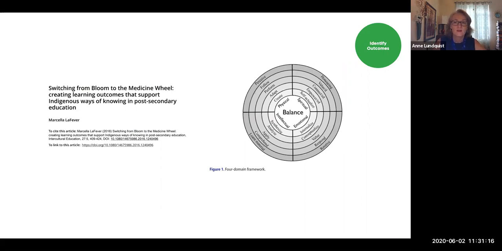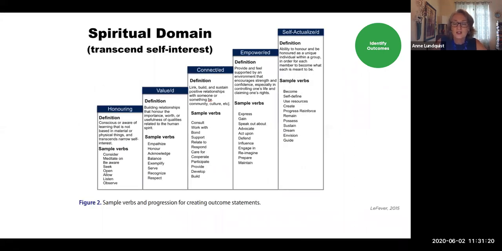So on the next slide, there's an example here of one of the domains, the spiritual domain, and she just explicates what some sample verbs might be and that progression for creating outcome statements, moving from honoring to self-actualization, which is a different way of thinking about it. And even when we look at the verbs like honoring or seeking or speaking out about, there's some verbs that don't show up in our Bloom's taxonomy that really may be the kind of learning that students are invested in, and it's authentic and meaningful to them.